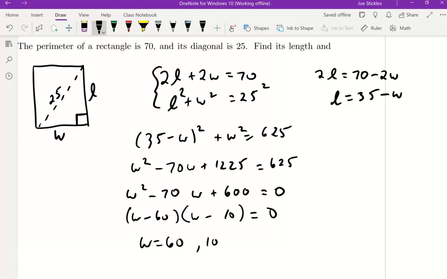Yeah, plug them into the L equation, right? So if W is 60, then the L is going to be 35 minus 60, or negative 25. Now let's think about the problem. What kind of a shape are we dealing with? A rectangle. Does it make sense for the length of a rectangle to be negative? No. Okay, so this one doesn't make any sense. We might as well just throw it out, right?